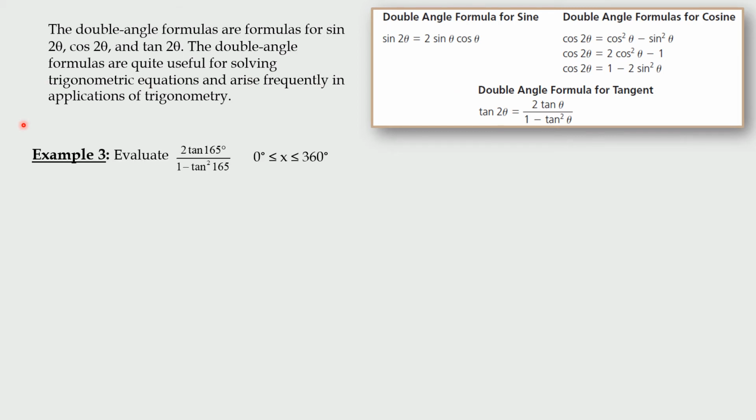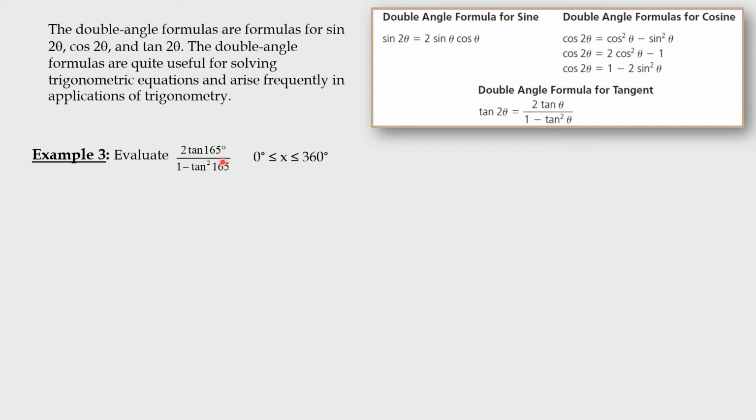Example 3. Evaluate 2 tan 165 degrees over 1 minus tan squared 165 degrees. I didn't really talk about the domain that was on the last question, but the domain is just there to tell us that we're only looking for an answer, even though there's always an infinite number of answers, because these functions repeat, they are periodic. We only need to find the answers that fit in this domain here. Okay, remember, no calculators. So I want to evaluate this without a calculator.